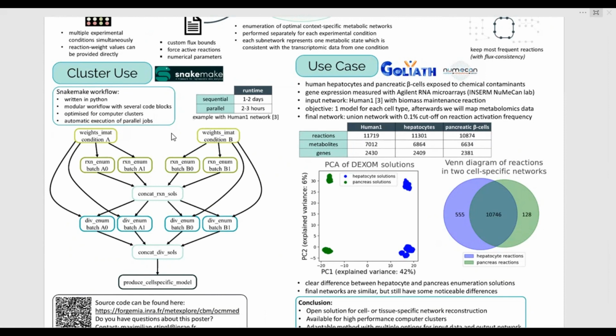This diagram shows the graph of the different workflow modules for one toy example, in which we use 2 experimental conditions, and we perform 2 enumeration batches for each condition. In this example, we use an enumeration method called reaction enumeration to obtain a small number of solutions which are then used as starting points for the main diversity enumeration algorithm. After each enumeration step, the solutions are concatenated into a single file, and at the end of the workflow, the final module produces the cell-specific model.